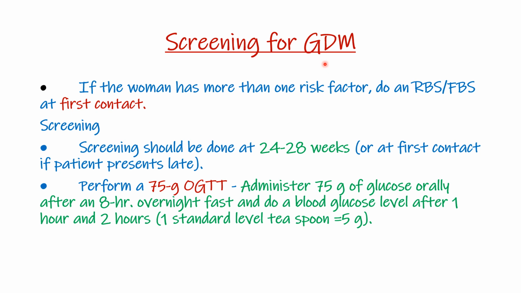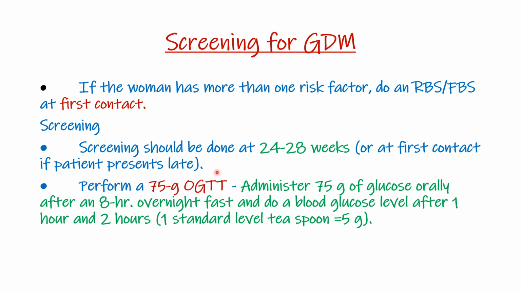trimester. So if you're going to screen, you're going to screen during that time. And you said in the previous slide, it most commonly starts after 24 weeks. So if a woman has one or more risk factors, you do a random blood sugar or fasting blood sugar at first contact. Kindly note, at first contact. However, for the rest of the women, screening should be done at 24 to 28 weeks, as I've said, or at first contact if the woman presents late.